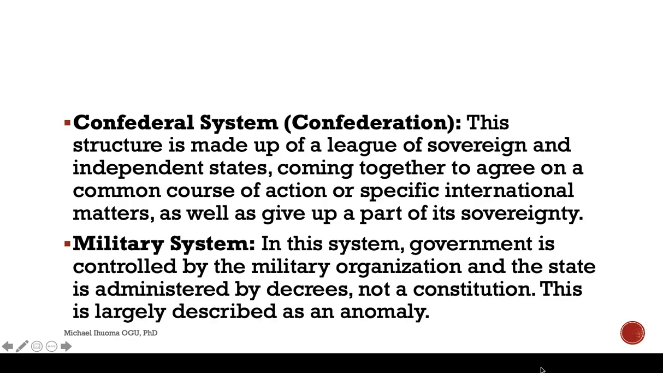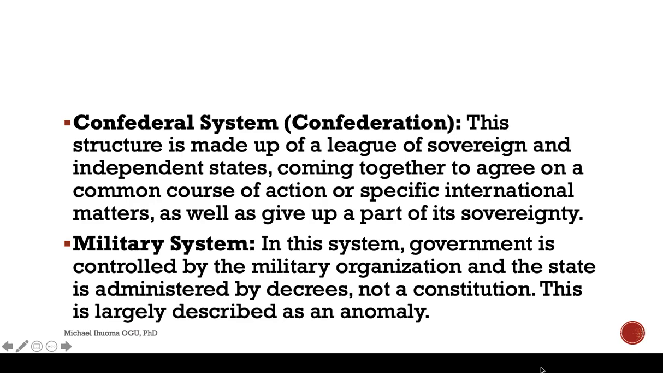All right. The confederal system now, which is also known as the confederation, is a structure where there's a league of sovereign, independent states coming together to agree. Perhaps they're coming together on the basis of certain mutual goals that they want to achieve. So these sovereign states come together and then they agree on certain courses of action. They agree to give up some part of their sovereignty to the confederation. There's some kind of government structure that regulates the behavior of the states which are members of this confederation.